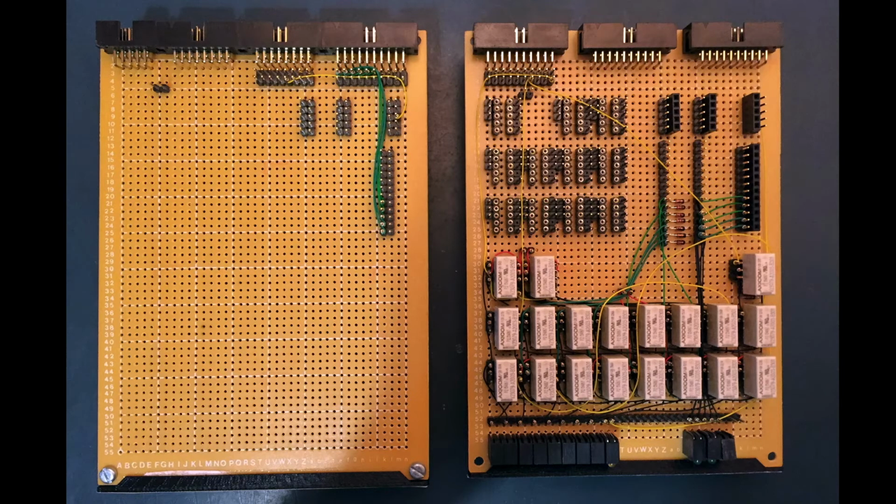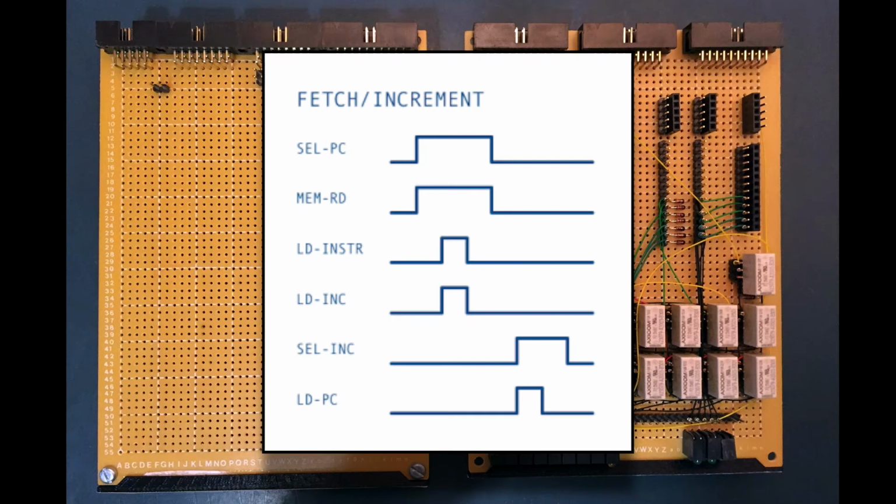Now, just as a memory jogger, here's what we're trying to achieve. The fetch part is effectively selecting the program counter onto the memory bus and then reading whatever's in memory onto the data bus. Once we've got that, we want to load the instruction register with that value, and that then gives us the instruction we need to execute.